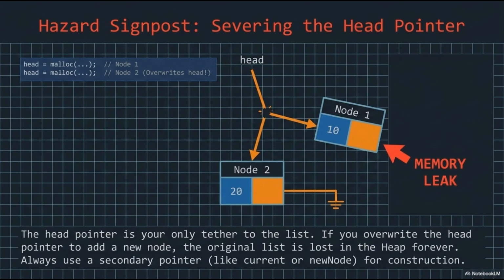Instantly, the link to node 1 is severed. Node 1 is still sitting there taking up space in the heap, but your program has completely forgotten its address. It's just lost forever in the memory matrix, creating a totally unrecoverable memory leak. The rule here? Never move your head pointer for construction. Always use a secondary helper pointer.